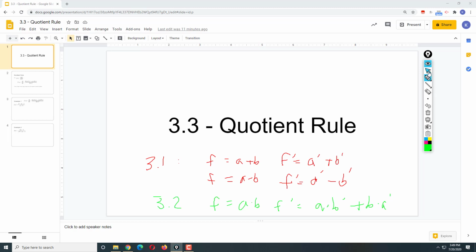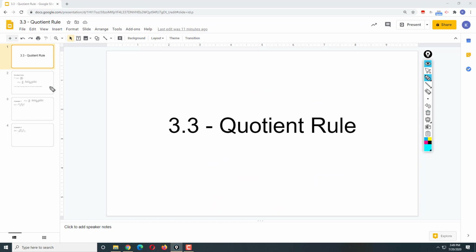We've done addition, subtraction, multiplication, so now we do division. And that's what quotient means. Quotient means division. So in this lesson, we say if f is a divided by b, what is the derivative of f equal to?